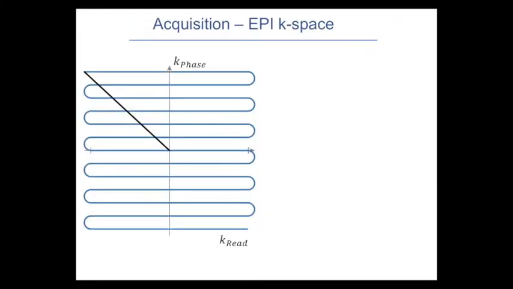So instead of the standard approach, where you excite, you phase encode, you read out one line, you excite, you phase encode, you read one line, Peter Mansfield said, okay, we can just keep going.